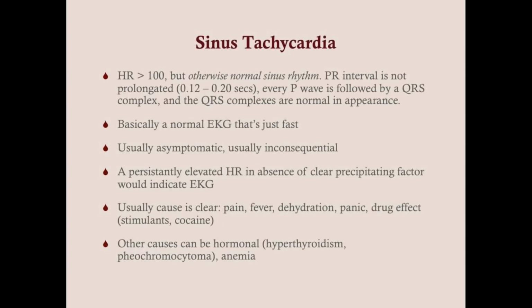So first off, let's talk about sinus tachycardia. Sinus tachycardia, like sinus bradycardia on the opposite end, is an elevated heart rate as opposed to bradycardia being a low heart rate. But otherwise, this patient on EKG has a normal sinus rhythm. They've got normal PR intervals. They've got a QRS complex after every P wave. They've got a T wave indicating ventricular repolarization. Everything is fine on their EKG, other than they've got a heart rate greater than 100.